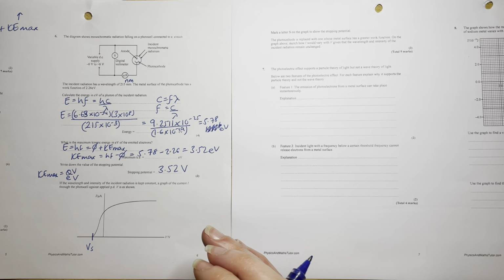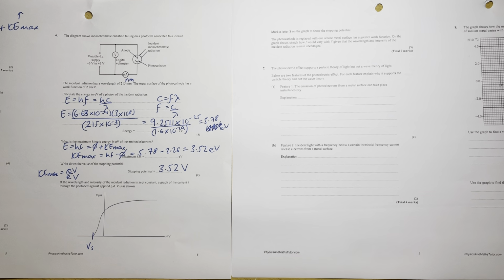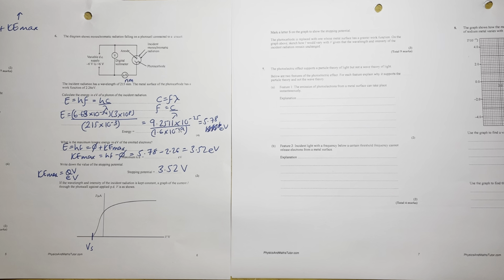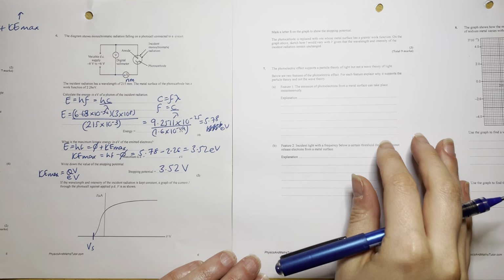Then the photocathode is replaced. Yeah, that's right. The photocathode is replaced with one whose metal surface has a greater work function. On the graph above, so this graph here, sketch how I would vary with V, given that the wavelength and intensity of the radiation remain unchanged.